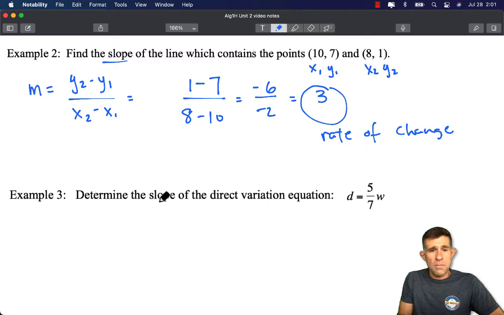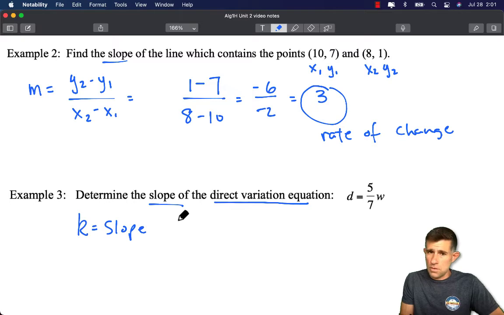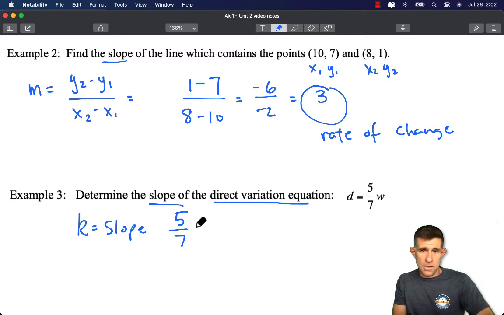In example 3, I'm asked to find the slope of the direct variation equation. Here it is, d equals 5/7 w. Well, remember, our constant of variation is always equal to our slope in a direct variation equation with degree 1, or with power of 1. And therefore, my constant of variation here is 5/7, and 5/7 is my slope.